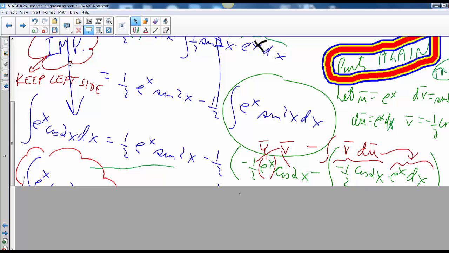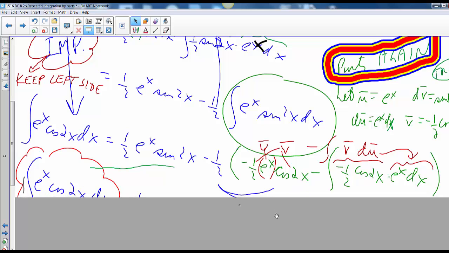But you still have that original thing on the left. You still have your original uv minus, and then you have this 1/2, and it's this circle, in this green circle thing is all this green stuff. So u bar v bar minus the integral of v bar du bar. At this point, if you don't write the left side, you're going to think you're at a dead end, because you're going to look at the right side and you're going to go, well, I have another e to the x cos 2x, and that's what I started with.